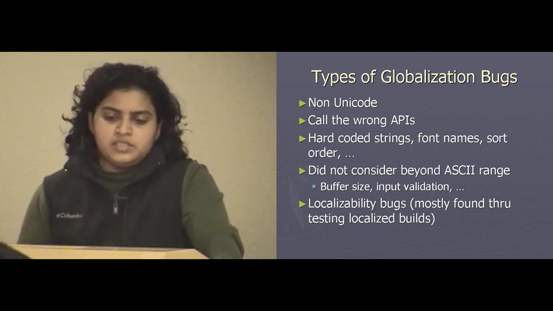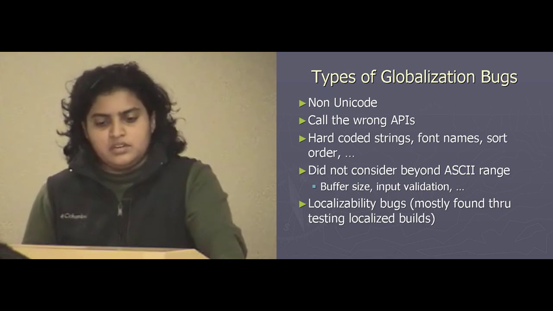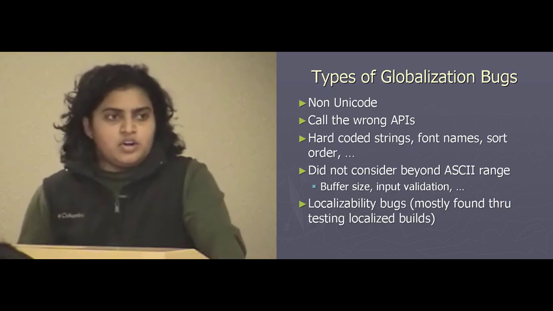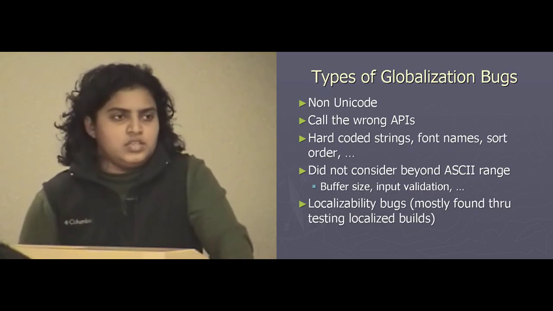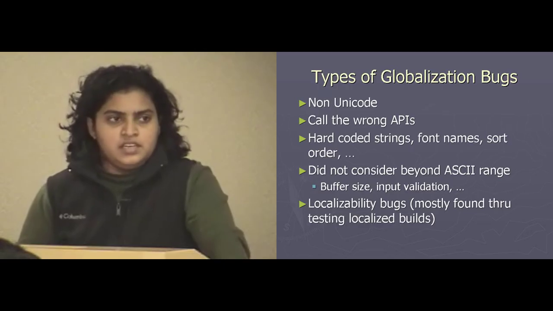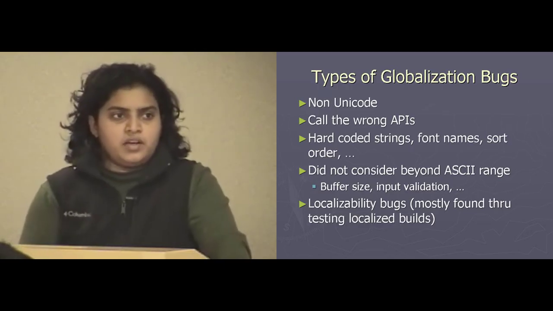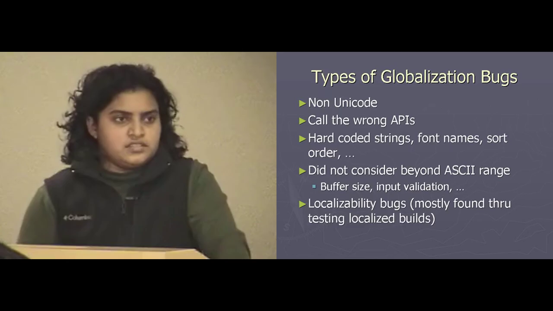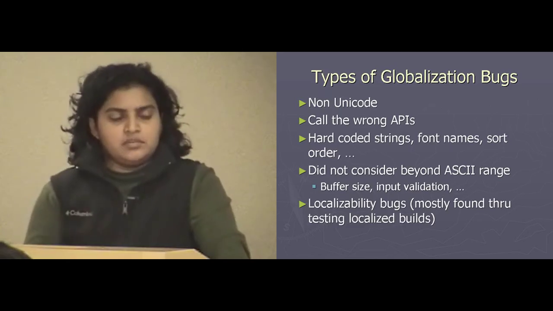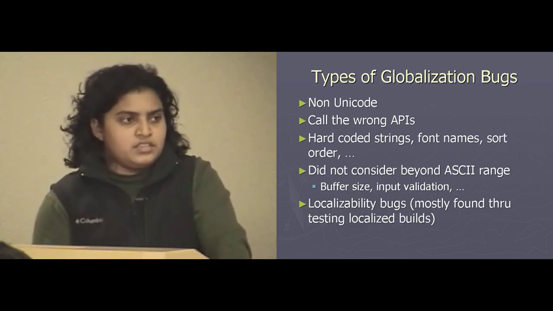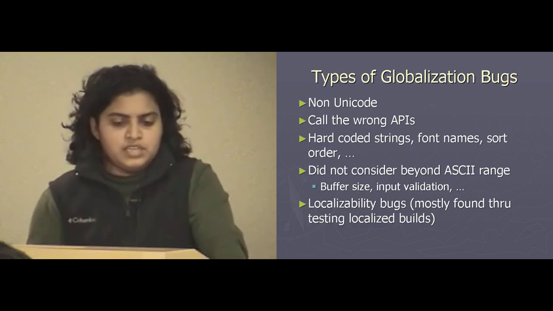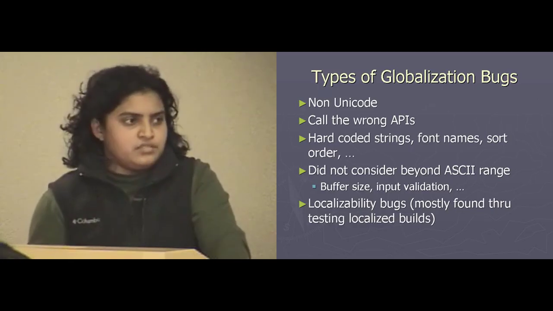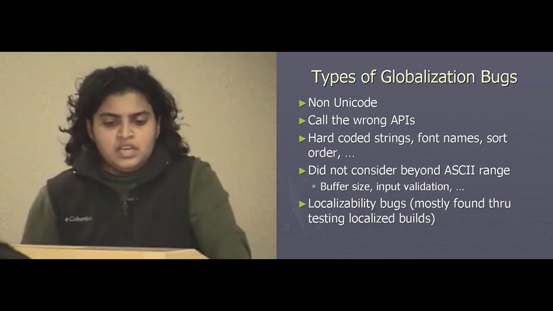So the most typical globalization bugs that are found are that the component, say, is non-Unicode, and it's using ANSI APIs. In that case, if you pass it some German characters or Far East characters, it will not be using the correct version of the API, so it will not be able to interpret the characters properly, the buffer lengths will not be enough, all those problems.